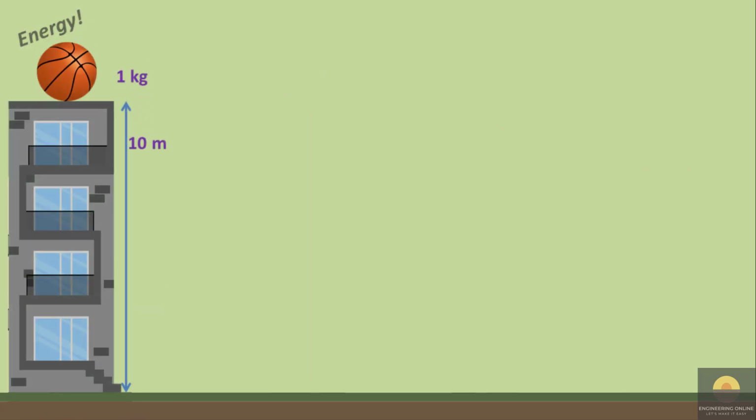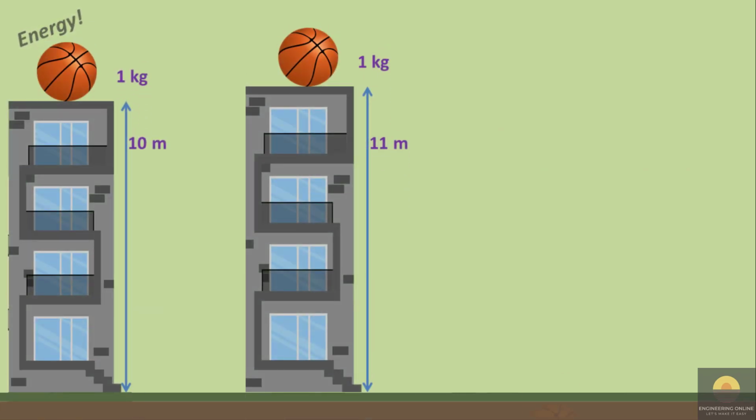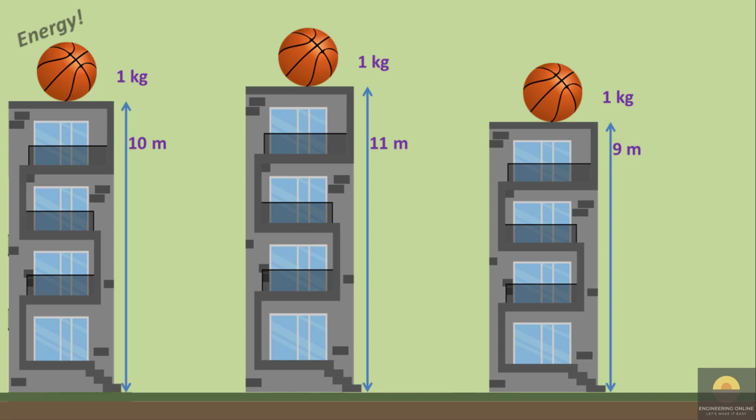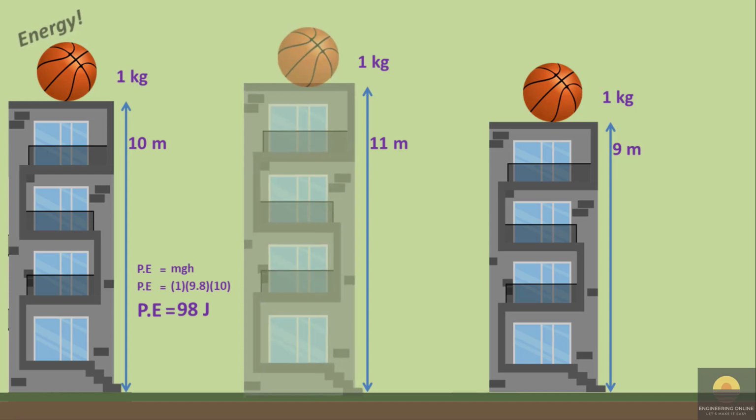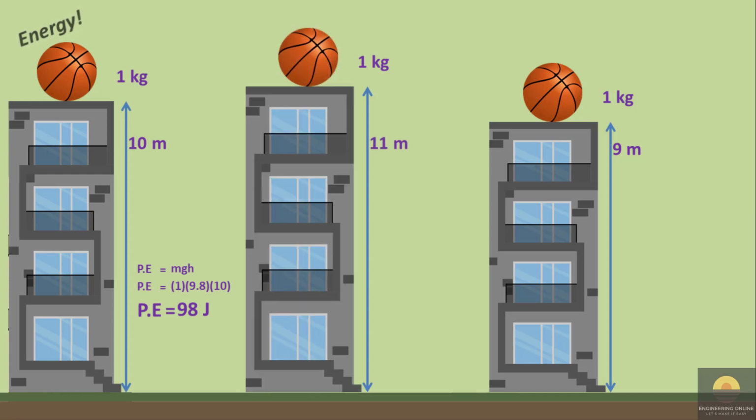Gravitational potential energy is dependent on the elevation of the object above the reference point. The higher the elevation, the greater the potential energy. If we place the ball at 11 meters above the ground, its potential energy becomes greater. Placing it lower at 9 meters above the ground, its potential energy becomes lesser.